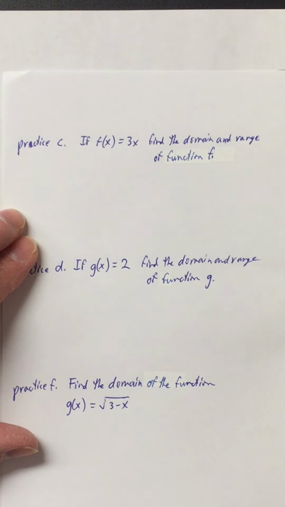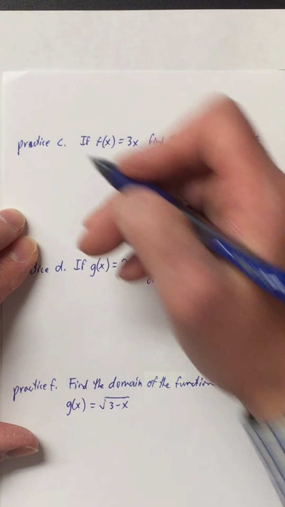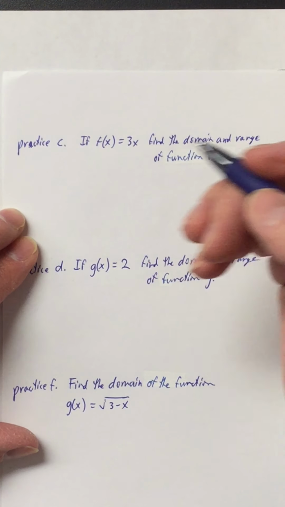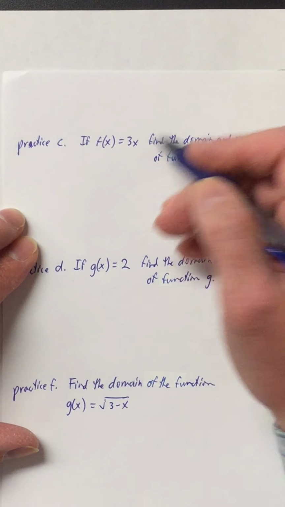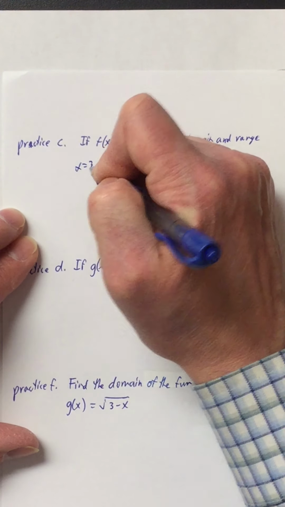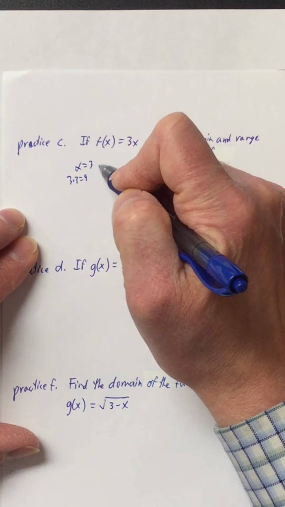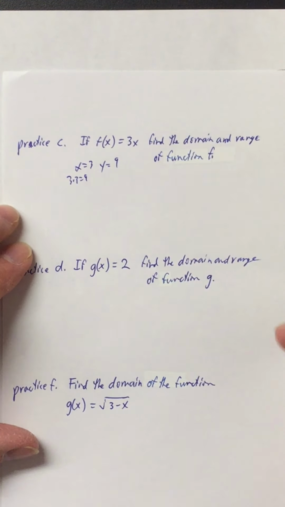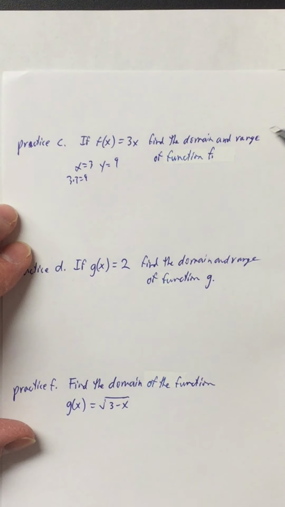So once again, we have 3x. Let's pick a value. Well, if we were to pick a value for x, such as x equals 3, and we put it in there, 3 times 3 equals 9, therefore y would equal 9. And we see something very similar to what we just did, where for every x value, you're going to get a y value regardless of what the numbers are.